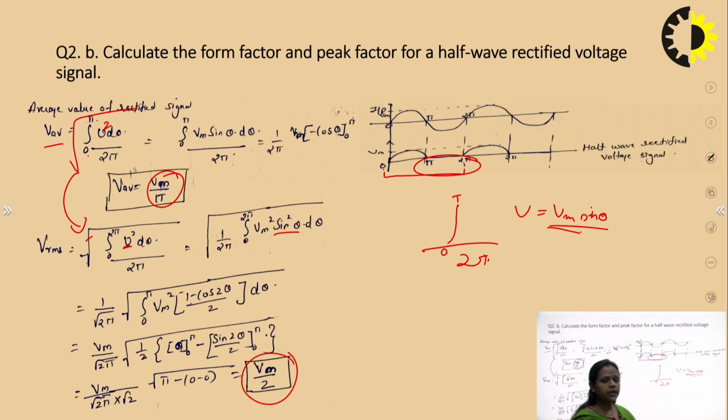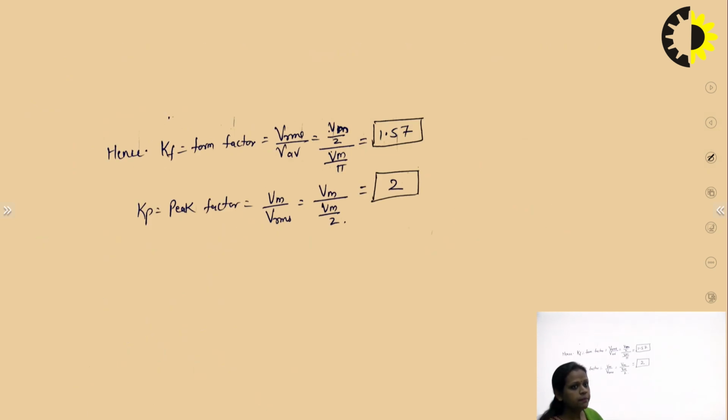Right? So now you get the average value and the RMS value. After getting the average value and the RMS value, now you can find the form factor and the peak factor. Form factor is VRMS by V average. VRMS we found is Vm by root 2 and V average is Vm by pi. So this will be equal to 1.57. Then peak factor is the maximum value by the RMS value, so you will get it as 1.414. So this is the required answer, the form factor and the peak factor.